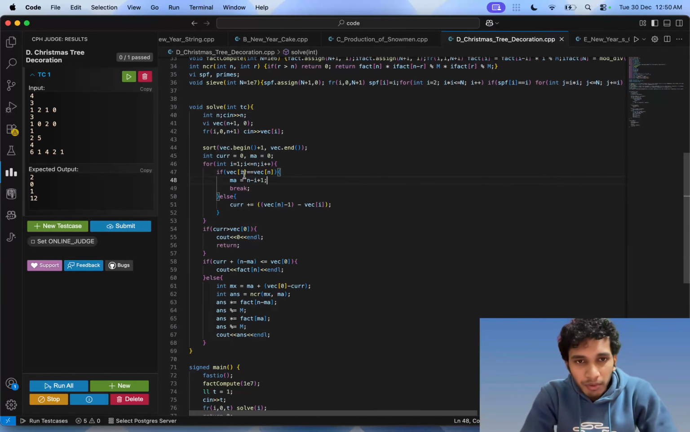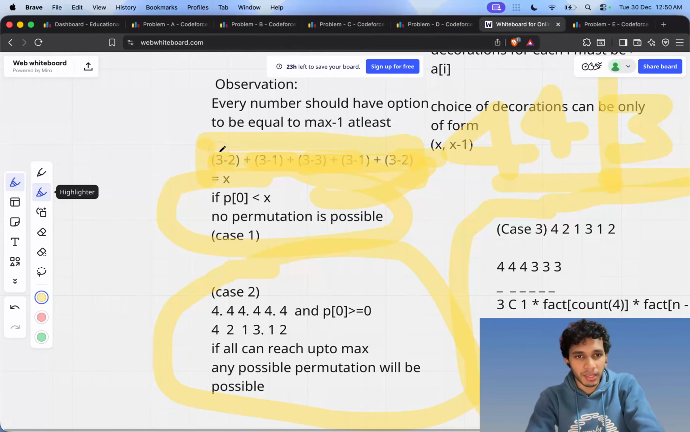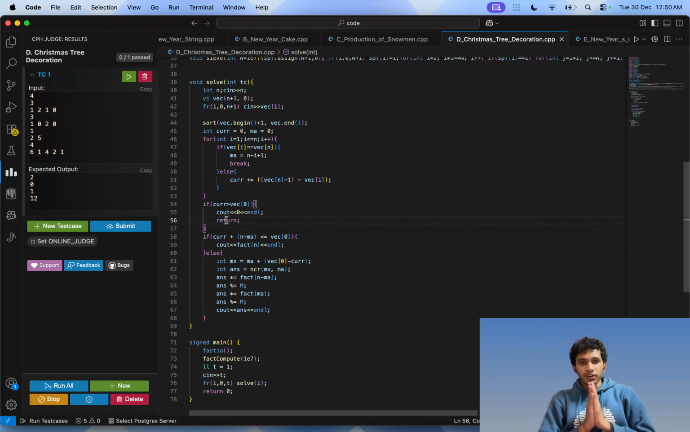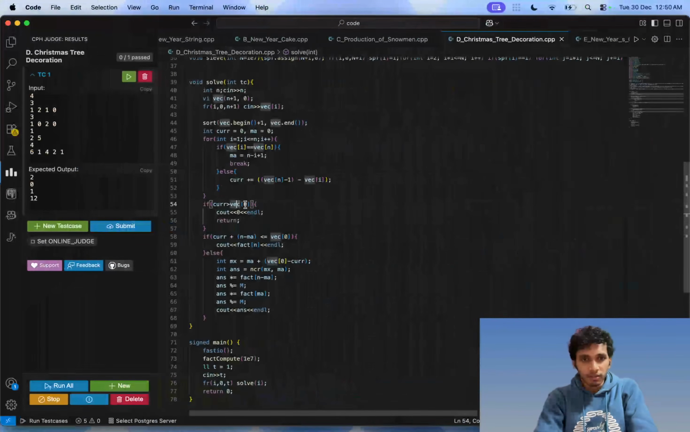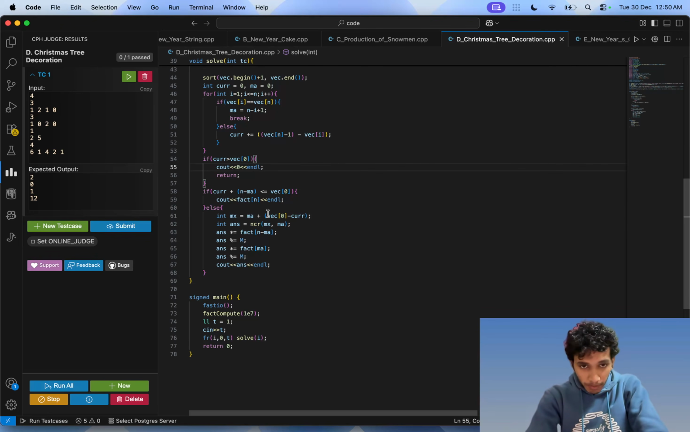Our count of maximum elements is equal to n minus i plus 1, that is leftover elements, and the value of x will be added upon by the maximum value minus 1 minus the current value. That is, 4 was the maximum value, 3 minus current value. Now, for the first case, if the required amount is greater than the available amount, okay, P0 is smaller than X, same thing, then how many permutations can we have? No permutations. So print 0 and return simply.